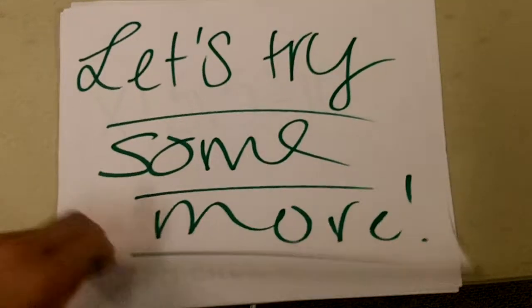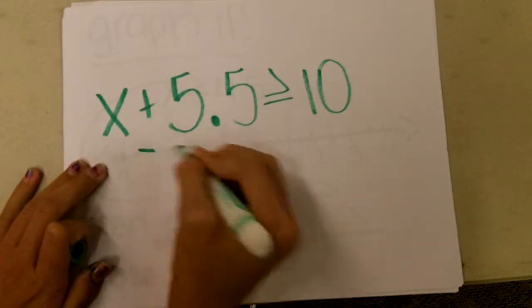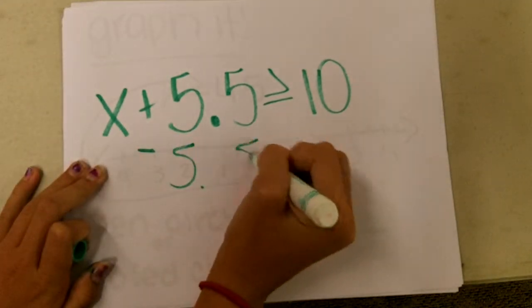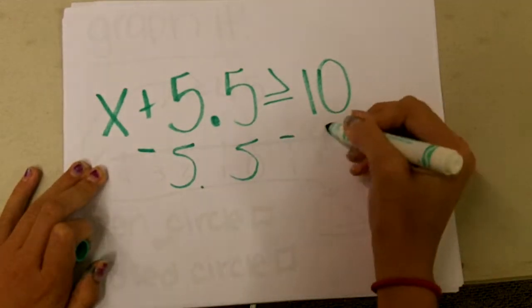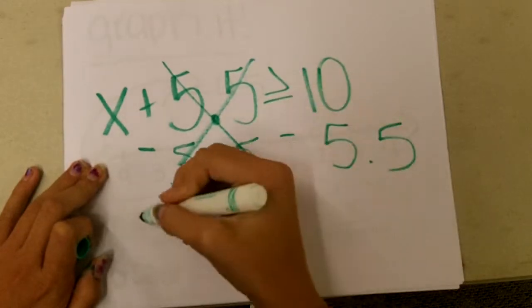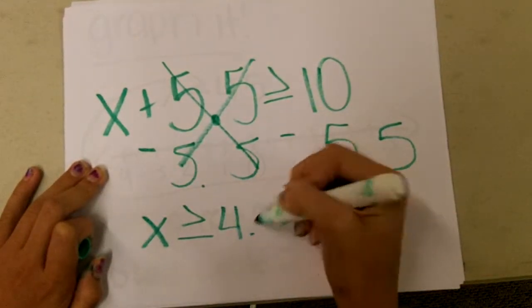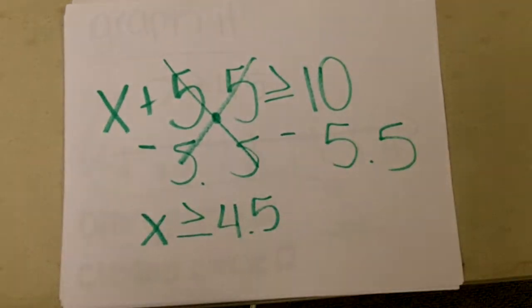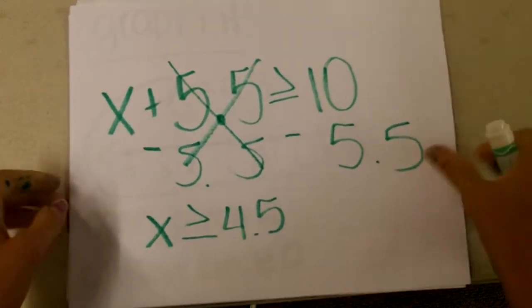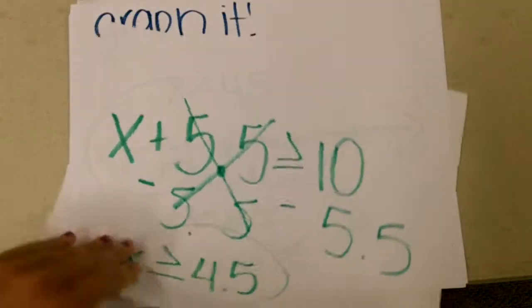Let's try some more. x plus 5.5 is greater than or equal to 10. So your first step is to subtract 5.5 from both sides. x is greater than or equal to 4.5. And that's your answer. Now let's graph it.